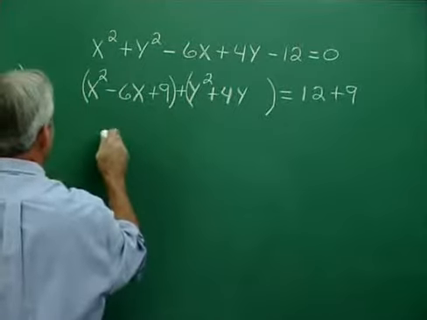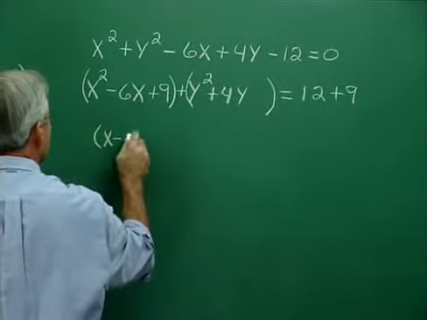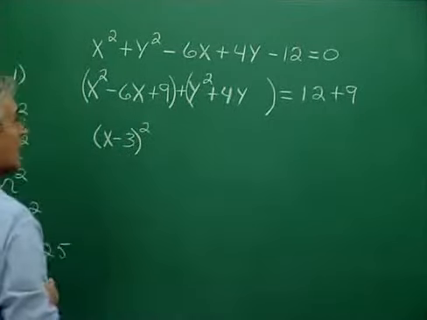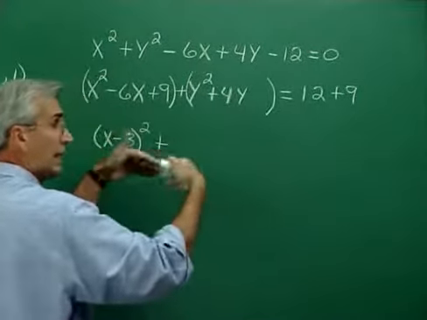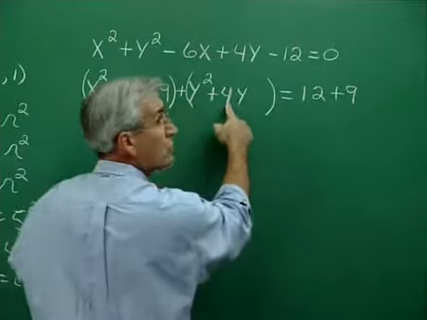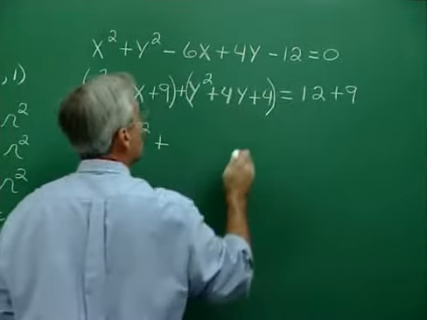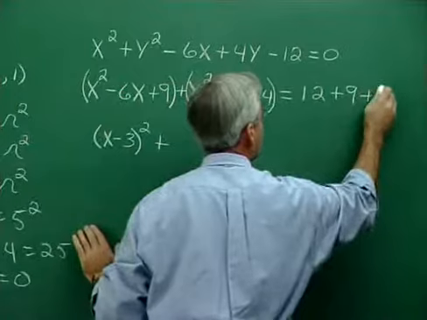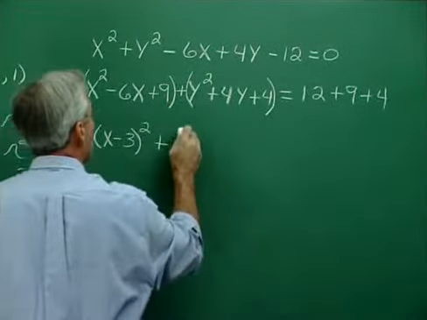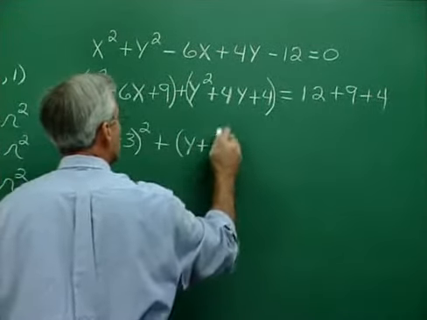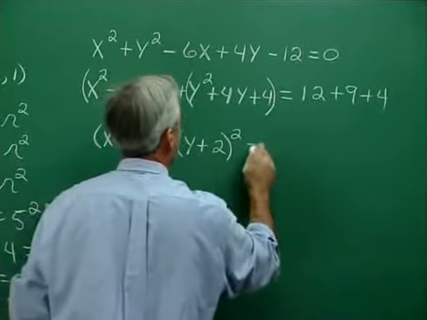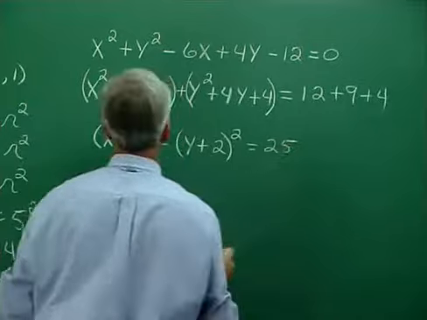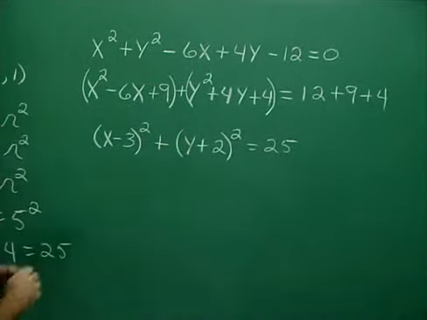Now, let me continue this one step further, and then I'll address this situation. But factoring here, we get x minus 3 squared. And then over here, we'll do the same kind of thing. We'll complete the square. We're completing the trinomial square. Half of 4 is 2. 2 squared is 4. Add 4 here. To maintain the balance, we add 4 on the other side. And now factoring, we get y plus 2 squared. And on the right, we get 25 as expected.